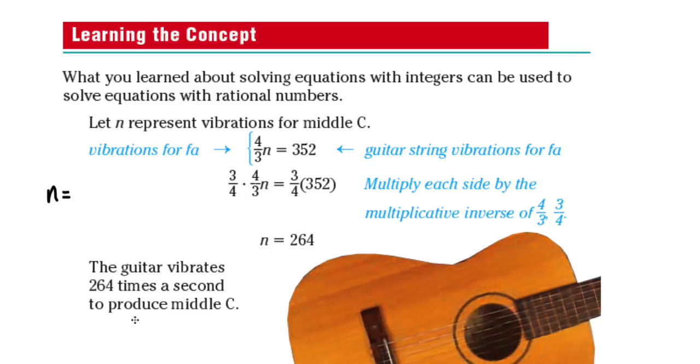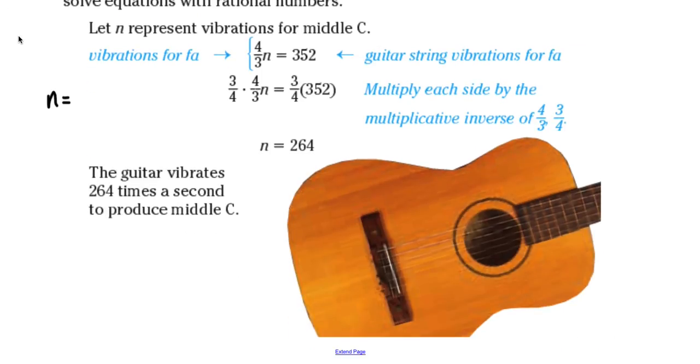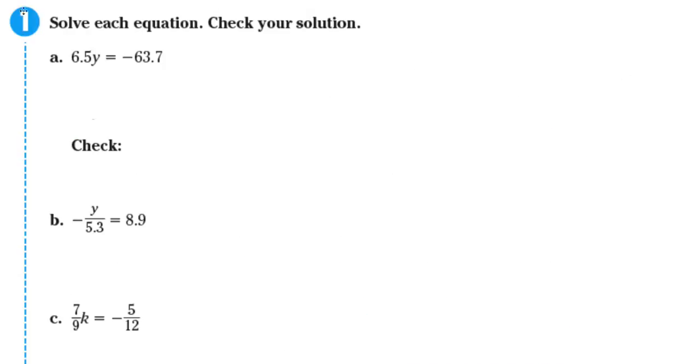Let's take a look at example number 1. Solve each equation and check your solution. We have 6.5y equals negative 63.7. Again, we want to isolate the variable y, so we need to divide both sides by 6.5 to make the coefficient of y 1. If you don't remember what the word coefficient means, it's the number before the variable. So divide both sides by 6.5.